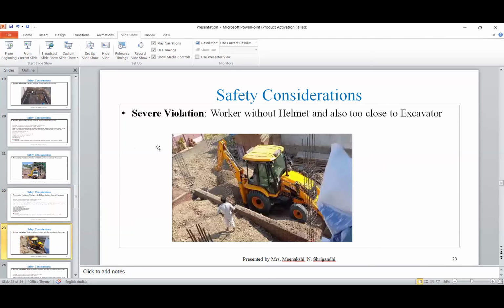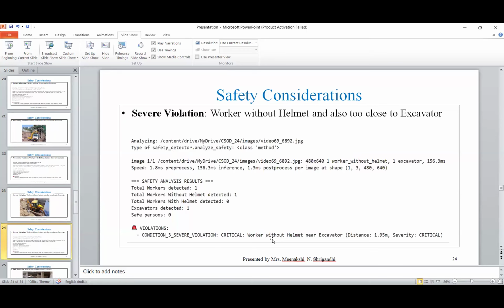The next is severe violation. Your worker is without helmet and is also very close to the excavator. So he is violating the two basic considerations. That is, worker is without helmet and also is very close to the excavator. So it's a severe violation.